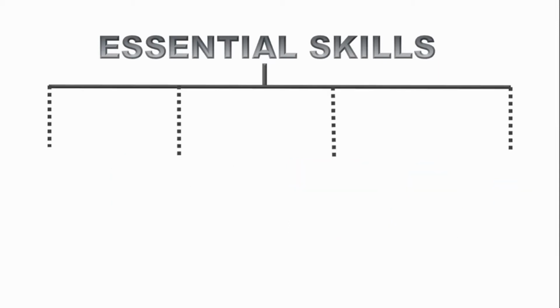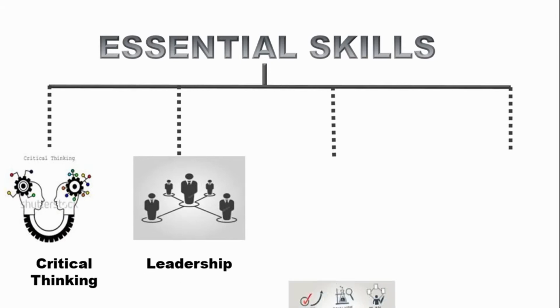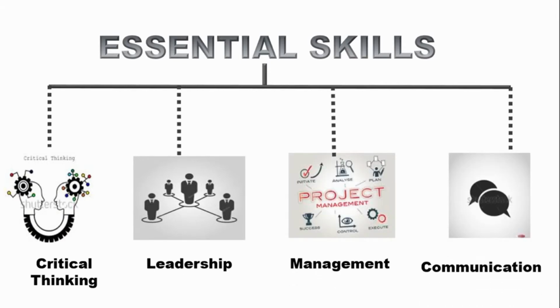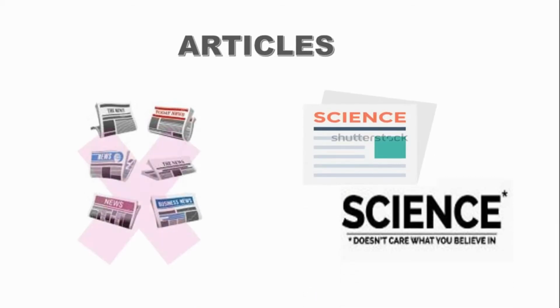In addition to the previous skills, there are 4 general skills, which are critical thinking, leadership, management, and communication skills. Today we will focus only on where and how to search for evidence. First, you should know that there are differences between popular magazine and scholarly article.